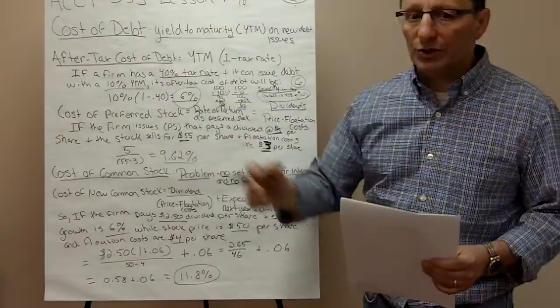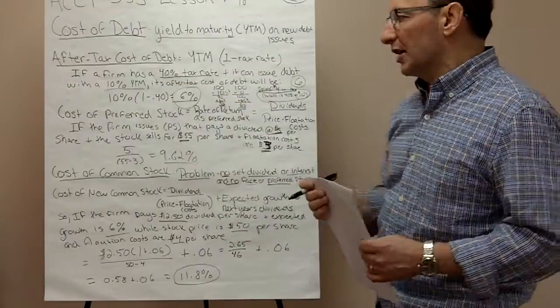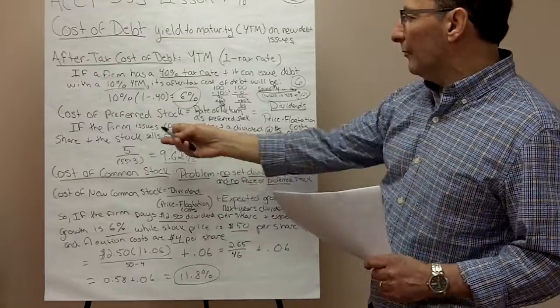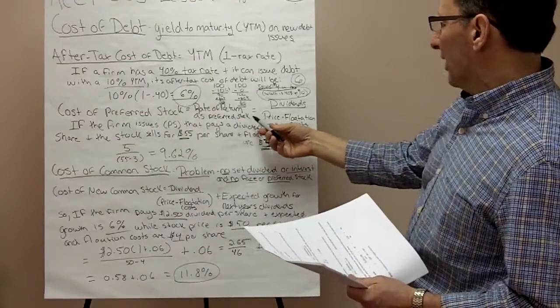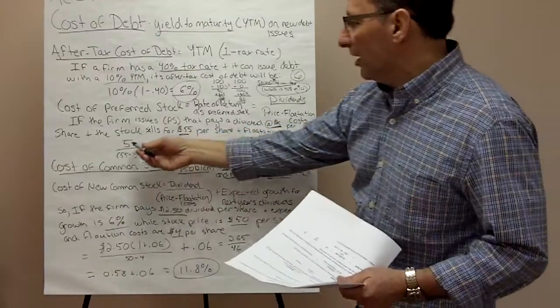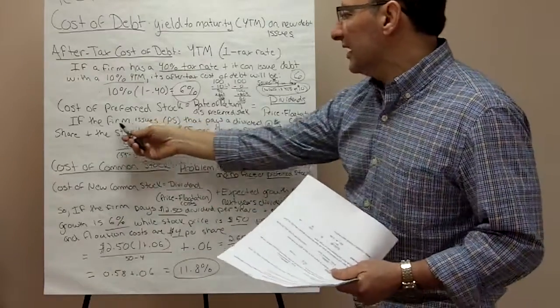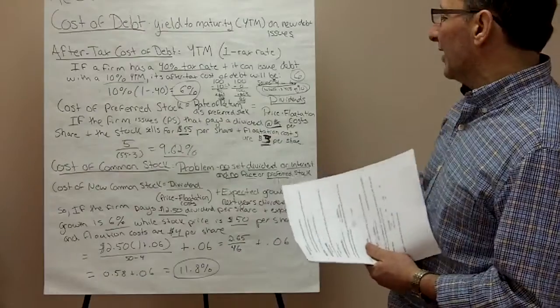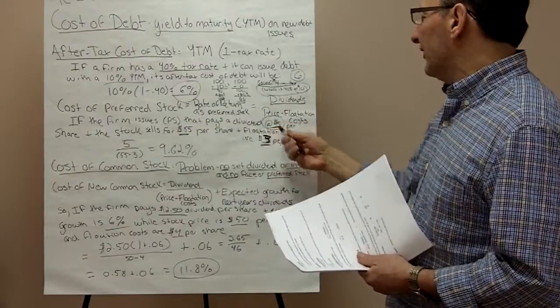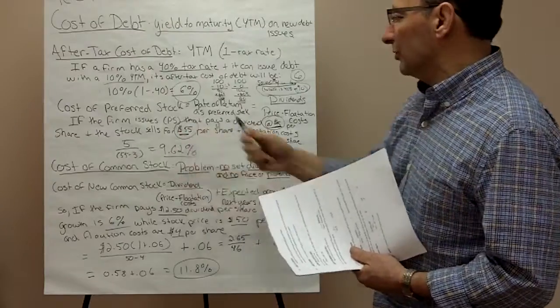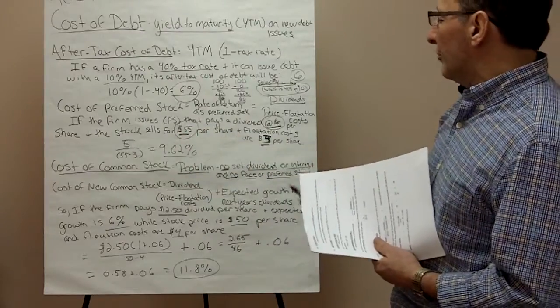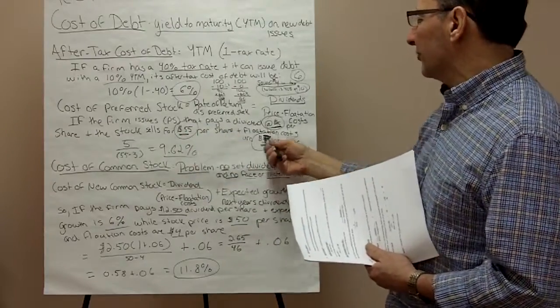When it comes to preferred stock, what is the cost of preferred stock? Well, it is the rate of return, as a percentage of the stock, which we get. So for instance, if the firm issues preferred stock that pays a dividend of $5 per share and the stock sells for $55 per share, but it has flotation costs of $3 per share.